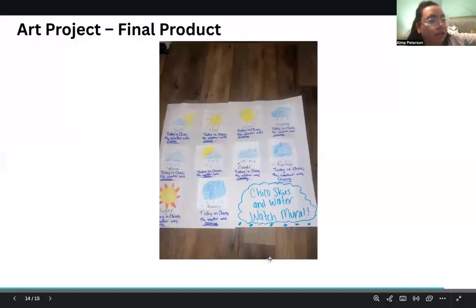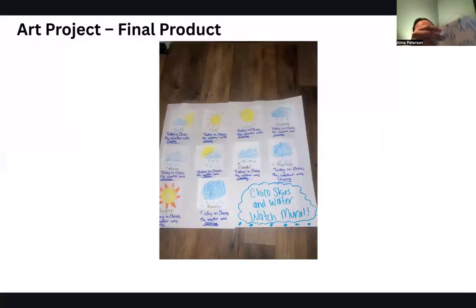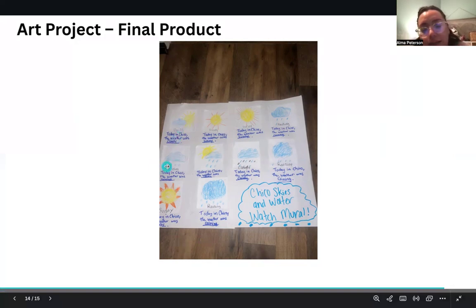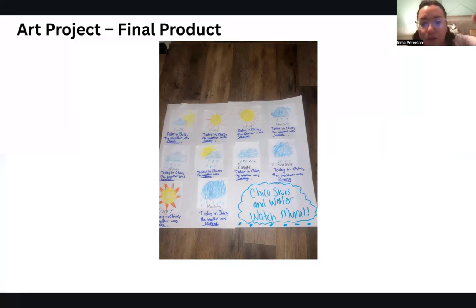And then my final project is the mural. As you can see right here, a better picture is the mural. The students for the mural are going to be pulled aside in groups of 5, and they can color the picture, and each of them is going to have a square in the mural. Then they're going to answer the question: today in Chico, California, the weather was blank. It can be: the weather was cloudy, the weather was sunny, and so on. I labeled this the Chico Skies and Water Watch mural.